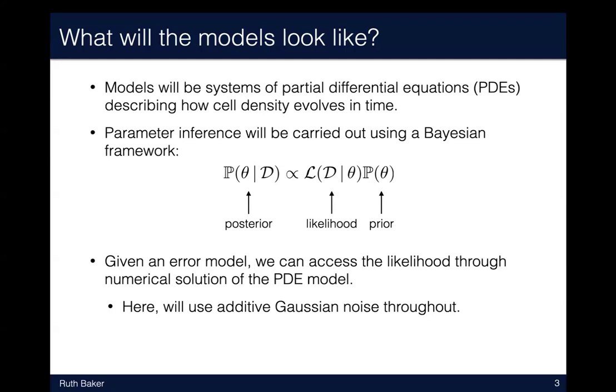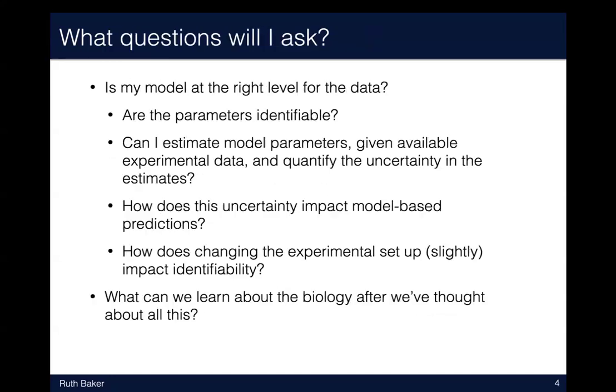And I'm going to use additive Gaussian noise because it's really simple, because that effectively just entails a log likelihood that looks like the sum of the squared differences between the data and the model. But you can repeat any of this with a different error model as you want.